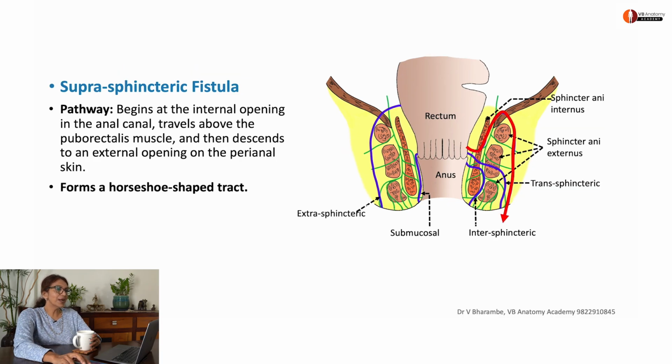Then you have suprasphincteric. So it not only passes through the sphincters, but ascends up and passes through the puborectalis muscle and then descends downwards to the perianal skin. So the tract is somewhat horseshoe shaped.